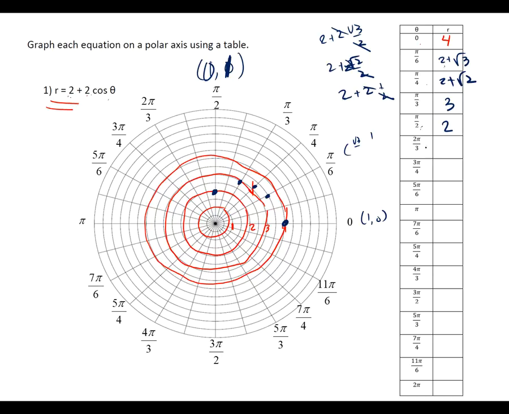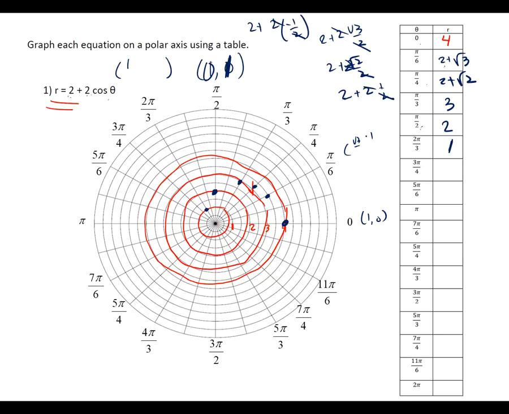Alright, 2 pi over 3, let's see, so this is now coming down, right? So negative 1/2. So I got 2 plus 2 times negative 1/2 is going to be what? 1. Okay. So at that 1, it's out. Yes. It's going to be that. Okay, and again, it looks like we're still kind of coming in.